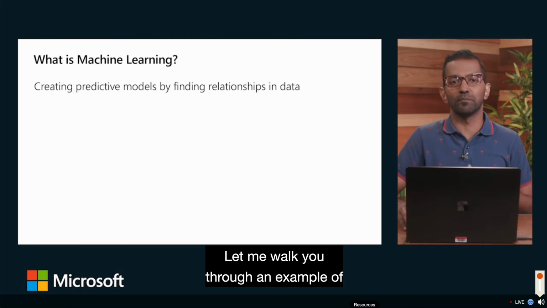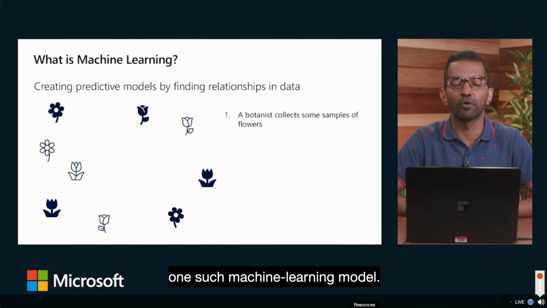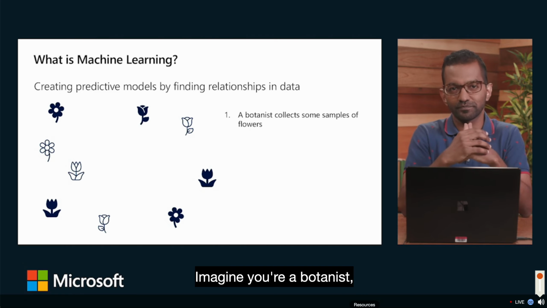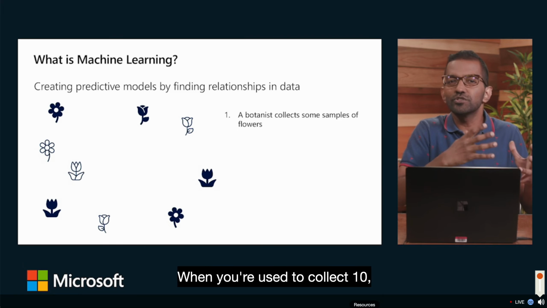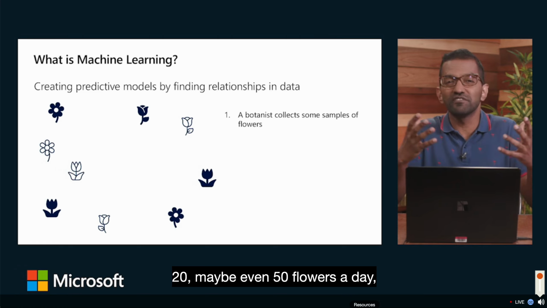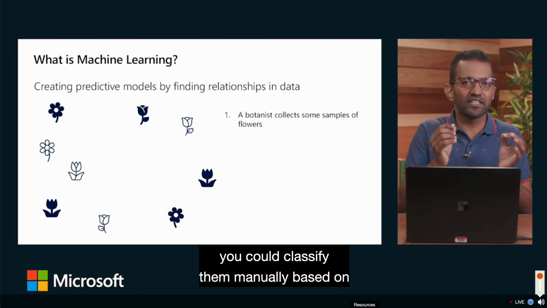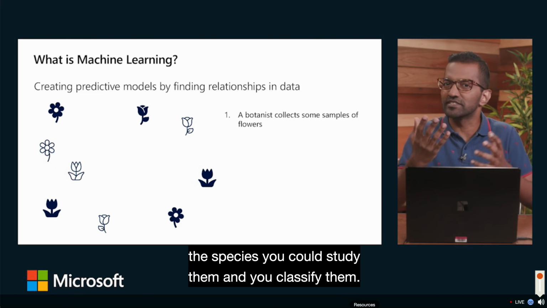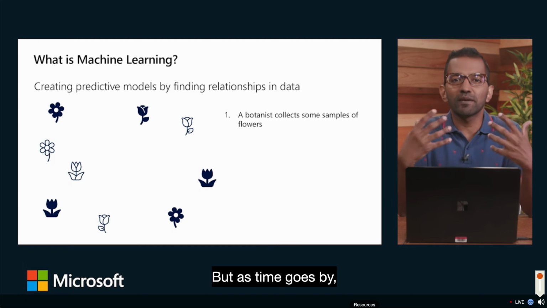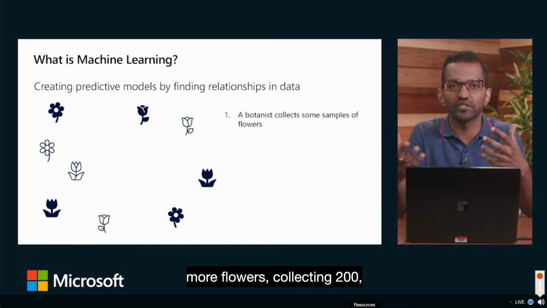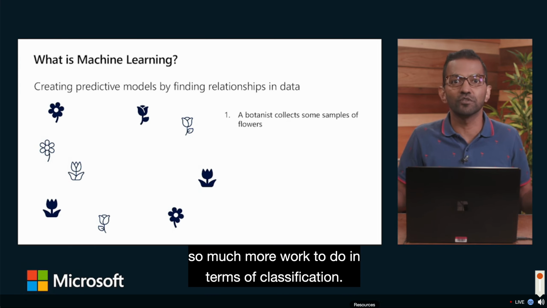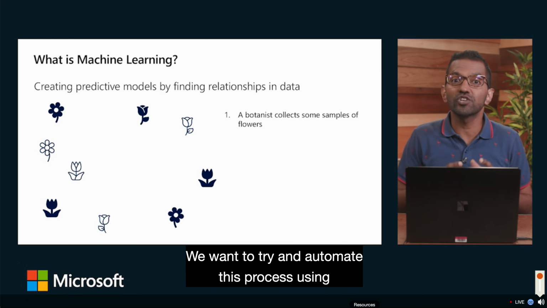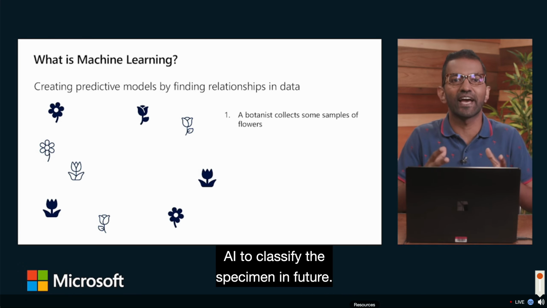Let me walk you through an example of one such machine learning model. Imagine you're a botanist. So you go around collecting flowers and you study them. So when you used to collect 10, 20, maybe even 50 flowers a day, you could classify them manually. Based on the species, you could study them and you could classify them. But as time goes by, you start collecting more and more flowers. You're collecting 200, 500 flowers. And there's so much more work to do in terms of classification. So we want to try and automate this process using AI to classify the specimen in future.